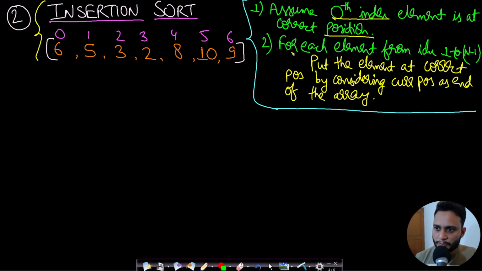Now if there are two or more elements, then we will follow this step 2. So step 2 is saying that for each element from index 1 to n minus 1, and in this case n is equal to 7 because there are 7 elements, we are talking about index 1 to index 6, right? Now we will start at this index 1. Now we want to put this value 5 at its correct position on the left hand side. So we will apply insertion sort on this element and put it at the correct position on the left hand side.